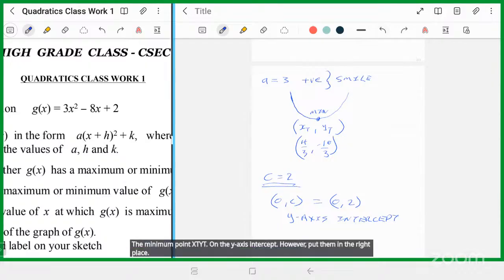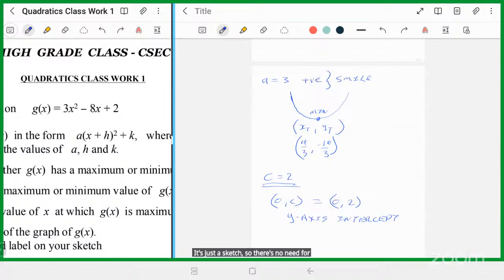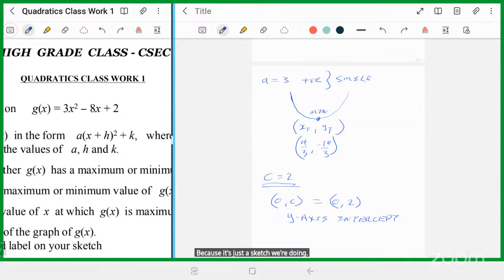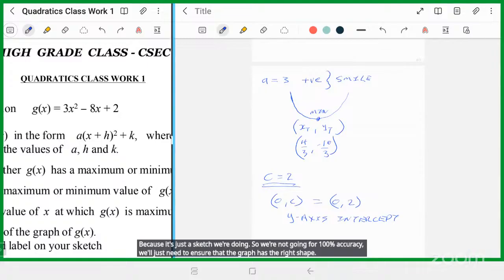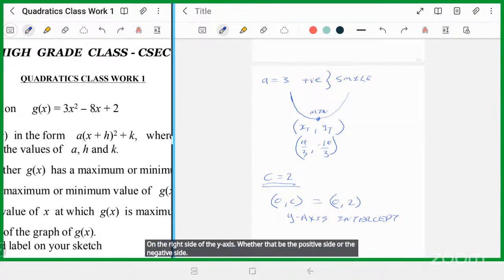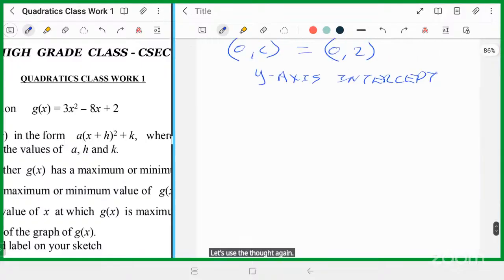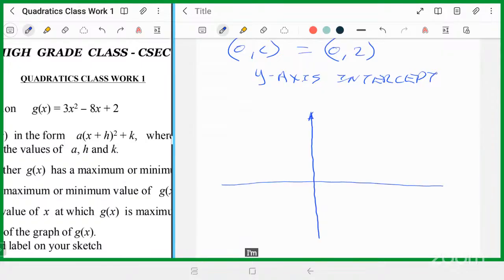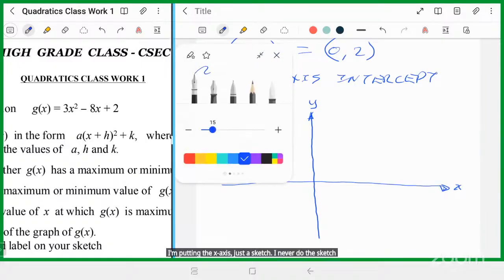It's just a sketch, so there's no need for absolute accuracy in terms of scale. We're not going for 100% accuracy. We just need to ensure that the graph has the right shape, it turns in the right quadrant, and crosses the y-axis in the right place, on the right side, whether it be the positive side or the negative side. So we're going to do the sketch right here. I'm going to put in the y-axis and the x-axis, just a sketch. And let me do the sketch in a different color, in purple.